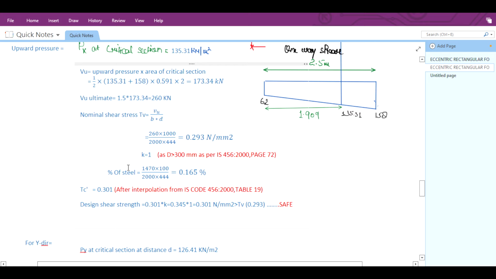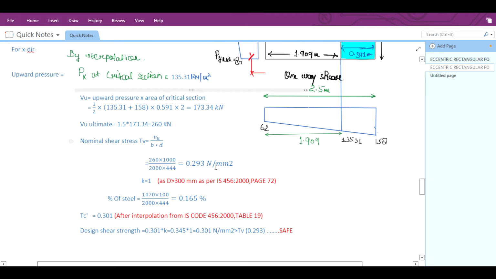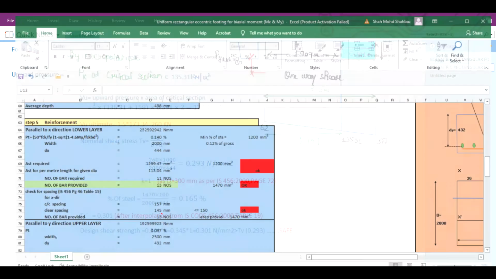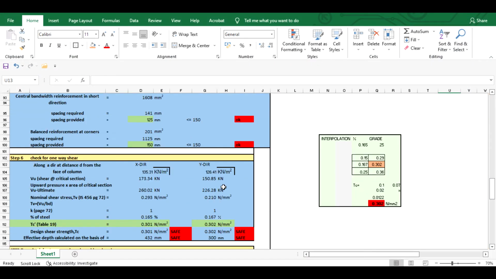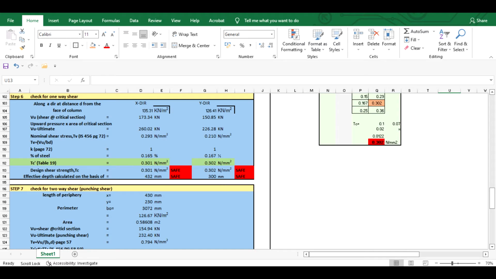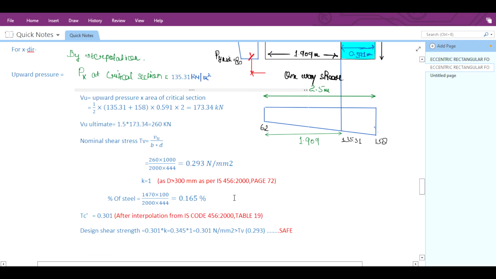So percentage steel will be equal to 1470, which is the steel that we have provided for the x direction bars. So it is 1470 multiplied by 100 divided by 2000 multiplied by 444, that will come as 0.165. We will also check in Excel. Yes, this was correct, 0.165%.